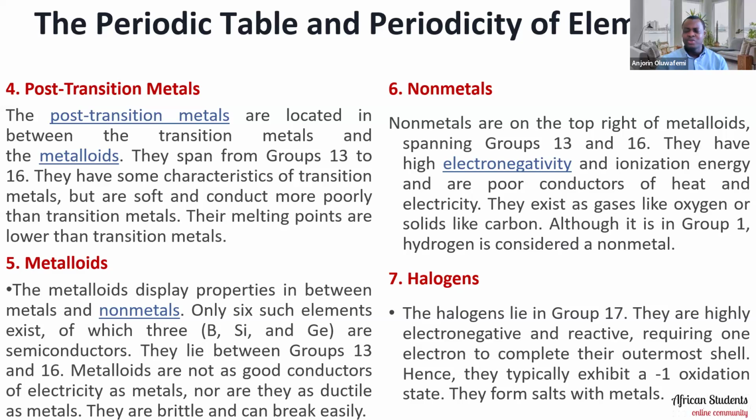They are highly electronegative and reactive, requiring one electron to complete their outermost shell. Hence, they typically exhibit a -1 oxidation state, and they form salts with metals. So that's the halogen family.